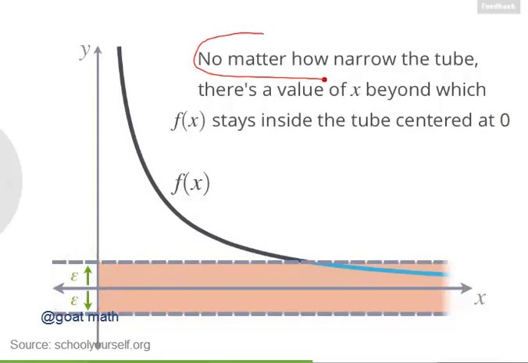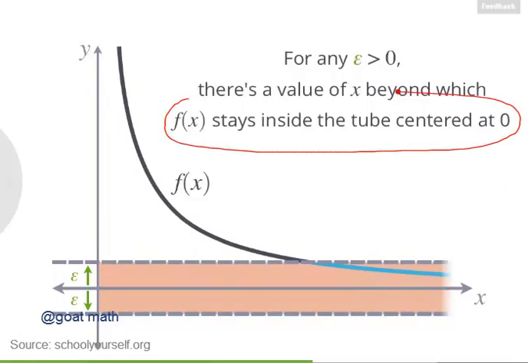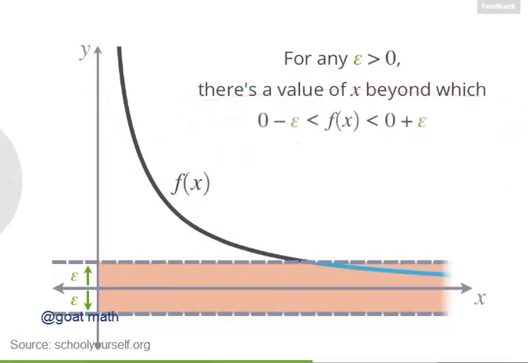Then no matter how narrow the tube is is the same thing as saying that the tube can have any width epsilon greater than 0. So for any width epsilon of this tube, there's a value of x beyond which the function is always inside the tube centered at 0. And you just found that saying f of x is inside the tube centered at 0 is the same thing as saying that 0 minus epsilon is less than f of x, which is less than 0 plus epsilon. And you also found where the function 1 over x enters the tube. For a tube centered at 0 and of width epsilon, 1 over x enters the tube at 1 over epsilon.